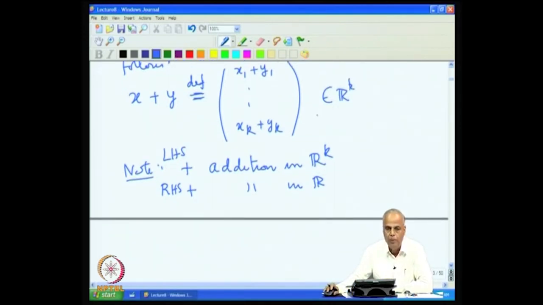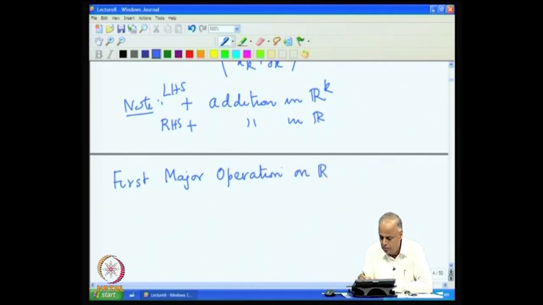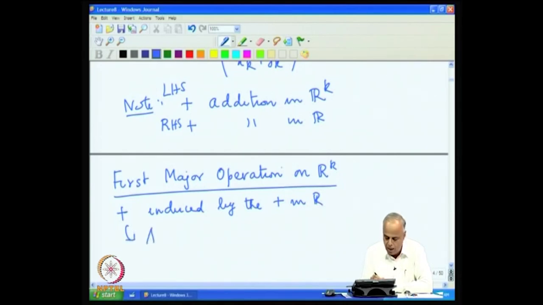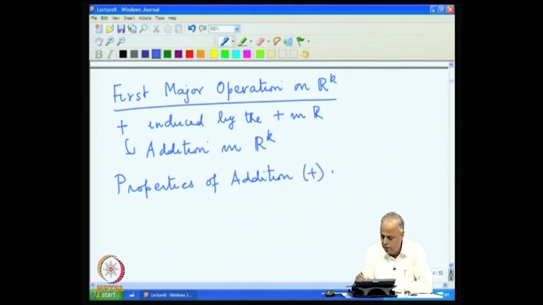So, thus we have an operation of addition on Rk. The first major operation on Rk we have is plus, which is induced by the plus in R, and this plus which has been induced we call addition in Rk. Let us look at some of the properties of this addition, which we denote by plus in Rk.